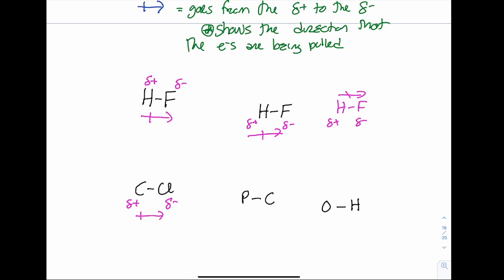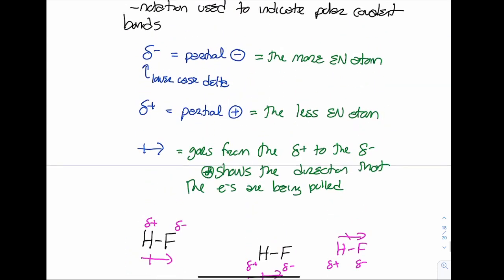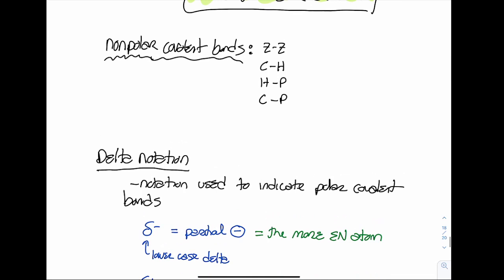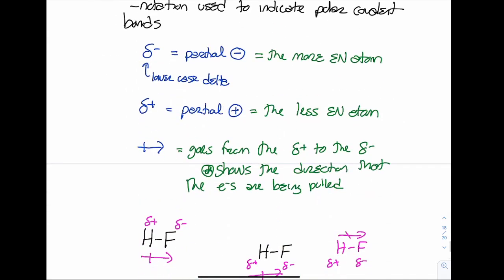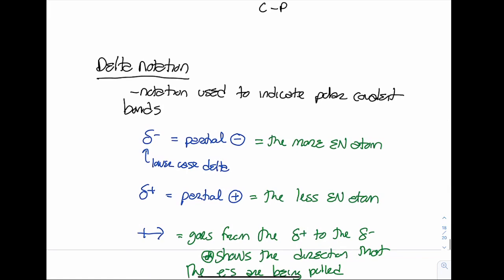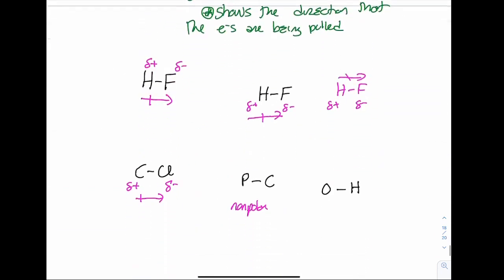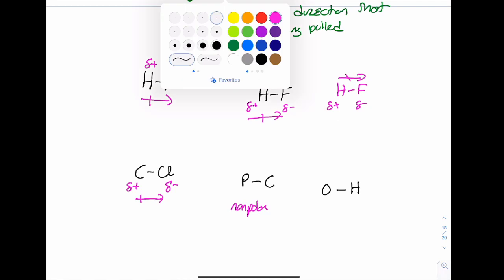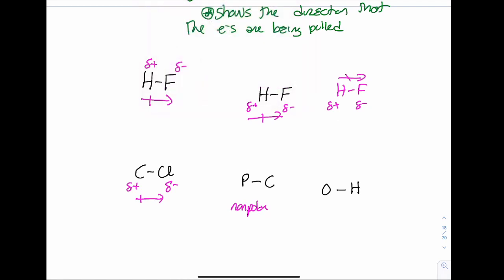Okay, so this one, carbon and phosphorus, are actually on my list of things that are non-polar covalent bonds. So I'm actually not going to assign delta notation to this, right? They have very similar electronegativities. They're so close that the bond is considered non-polar. So no notation on this one. If it's non-polar, we're not going to include it because delta notation is our notation used to indicate polar covalent bonds. So if you were confused as to what to do, that's why. You don't do anything with it.